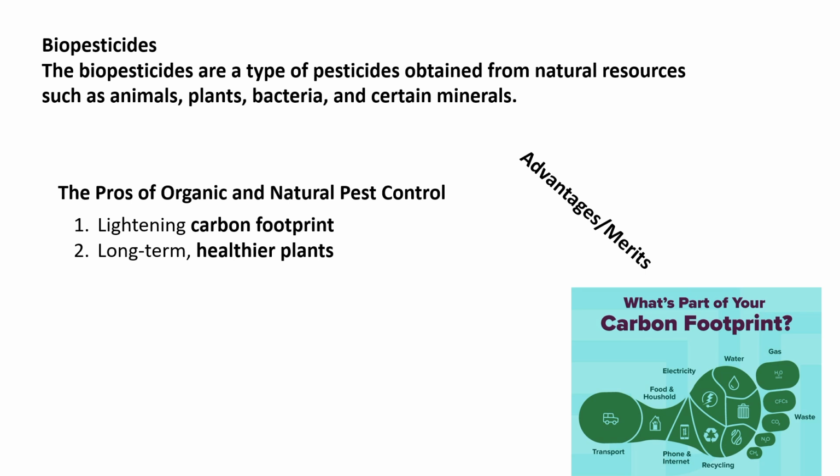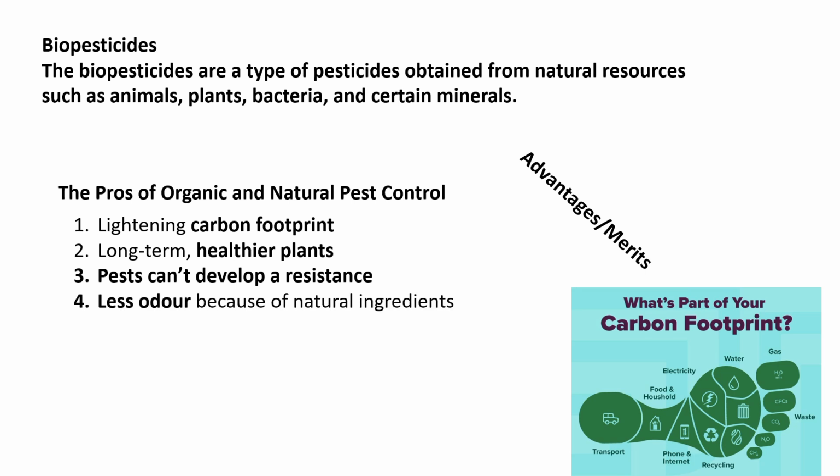Long term, healthier plants can be obtained, which is an advantage when you are using natural pesticides. Pests cannot develop a resistance. Like in humans, we have resistance to various drugs, tolerance, resistance to antibiotics. But with natural pesticides, it may not cause resistance. You can see resistance even in the Second World War when they tried to eradicate malaria by using DDT. Now the mosquitoes have become resistant to DDT. So resistance will not develop when you are using natural pesticides. Less odor because of natural ingredients, and safer for children, pets and other outdoor animals.